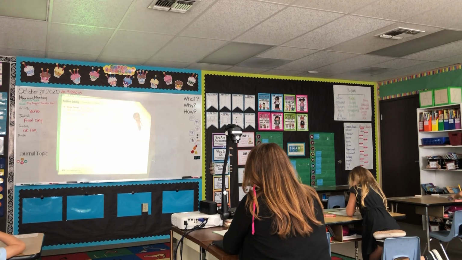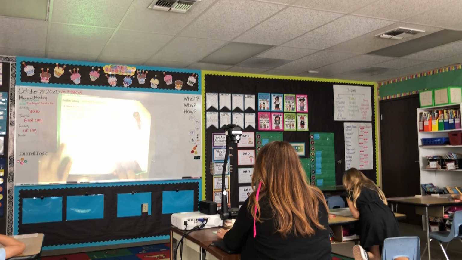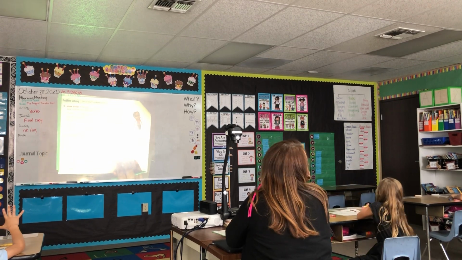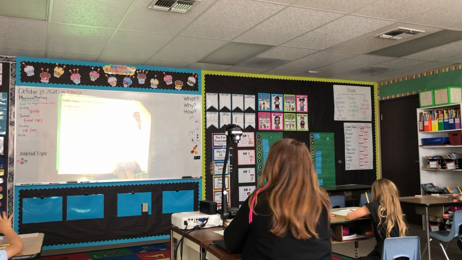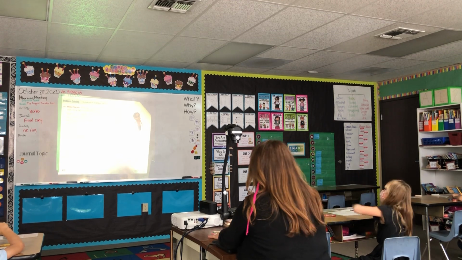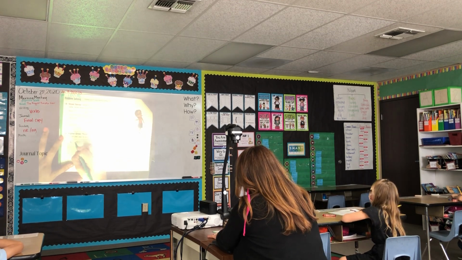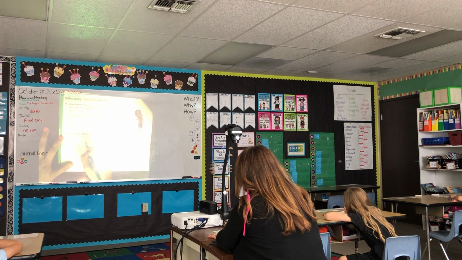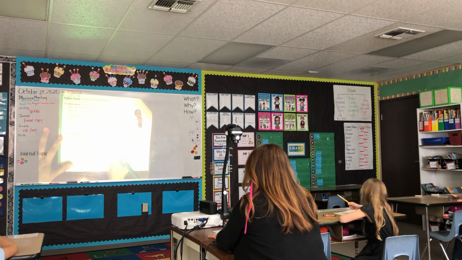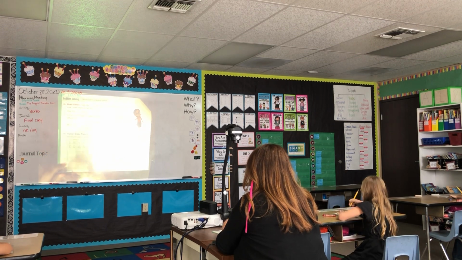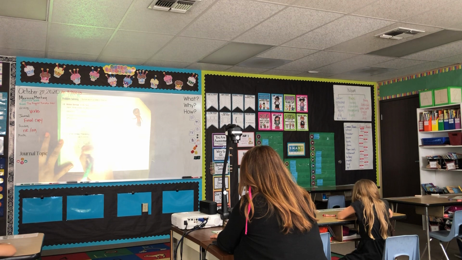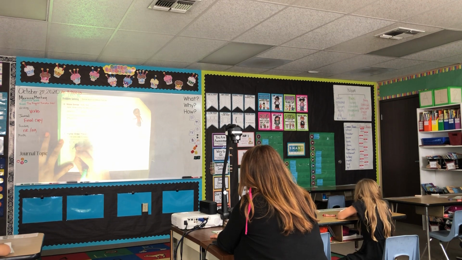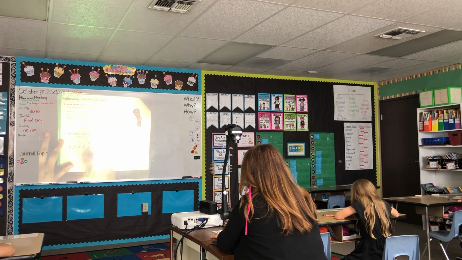Okay, friends. What strategy could we use to solve 10 minus 6? Could we draw 10 and then take away 6? Yeah. Let's do that. I like that one. 1, 2, 3, 4, 5, 6, 7, 8, 9, 10. Oh, look at that. I made 10. I'm going to take 6 away. 1, 2, 3, 4, 5, 6.